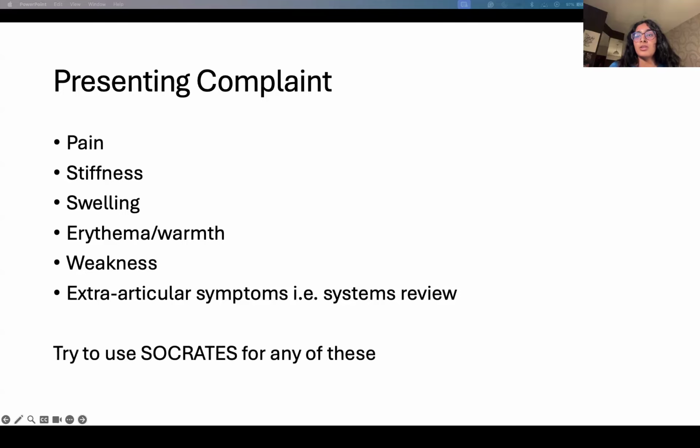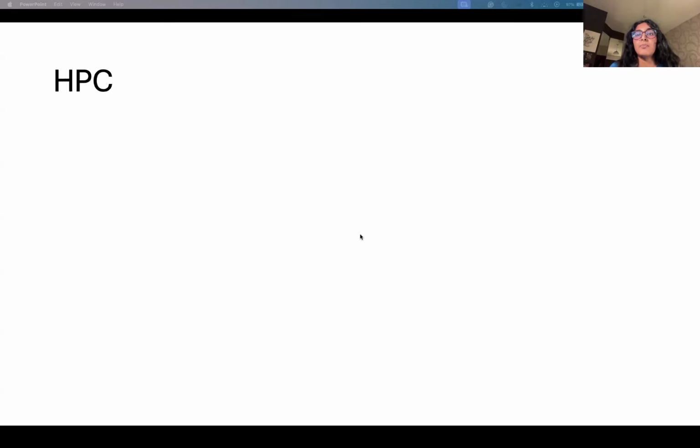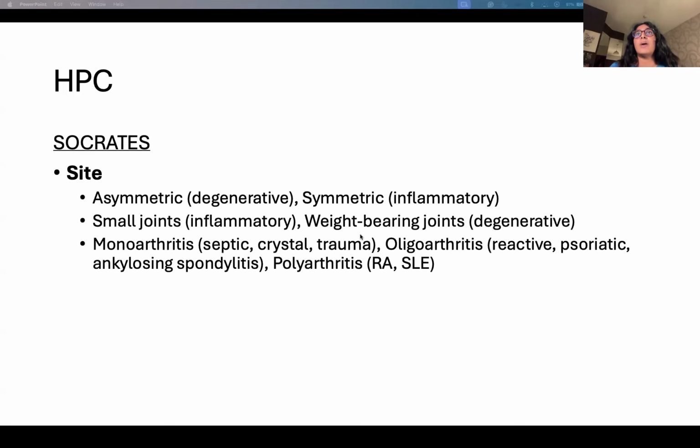Where possible, try and use SOCRATES because it fits quite nicely. So we're just going to do that now. Using SOCRATES, you start off with the site of pain. Usually, you're going to split up joint pain into inflammatory and non-inflammatory causes, so degenerative and inflammatory. Usually, for degenerative causes, it's quite asymmetric because it's whatever joint you use the most. For example, if you're right-handed, your right hand might have more joint pain if it's a degenerative cause.